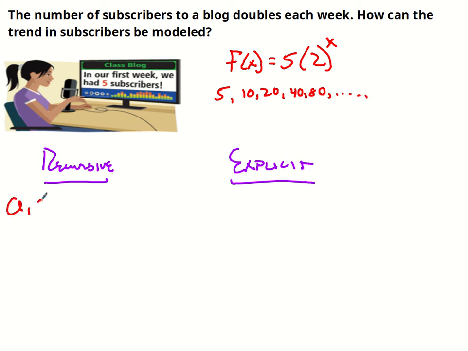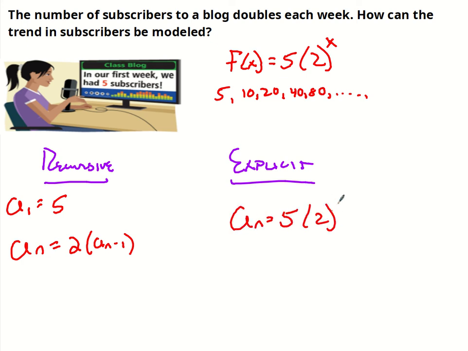So the recursive formula would be: first term is 5, and then the nth term would be 2 times the previous term, a sub n minus 1. So we're just multiplying the previous term by 2 each time, starting at 5. There's my recursive formula. Explicit formula is going to look really similar to this, right? The explicit formula is we still have an initial value of 5. We still have our common ratio of 2, but instead of to the power of x, it's now going to be to the n minus 1. That's the only difference. Because now I can figure out what the nth term of the sequence is.